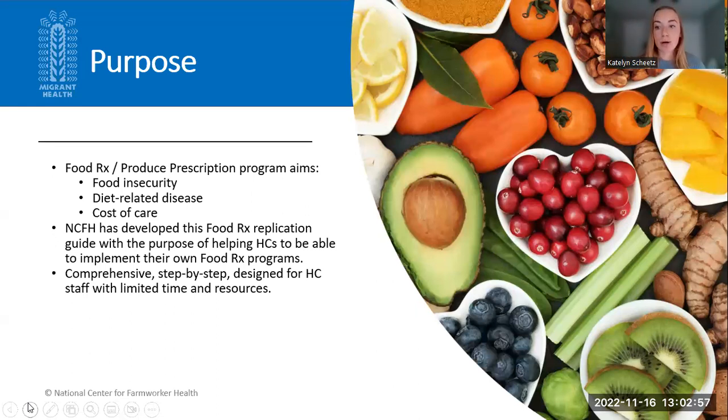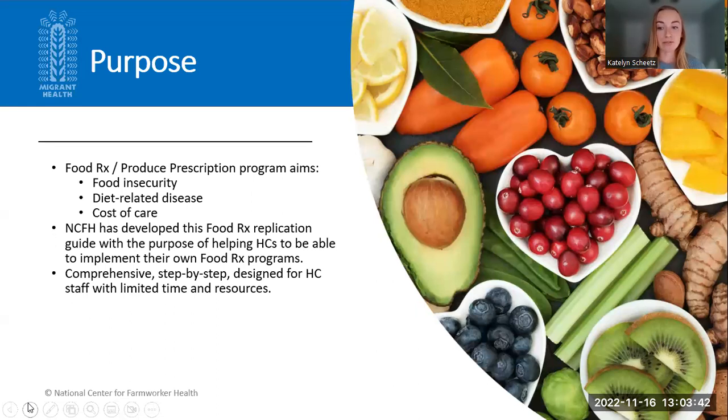Our purpose in creating the Food Rx Replication Guide was to address the needs seen by health centers across the country to reduce food insecurity in their patient populations, also to reduce the incidence of diet-related diseases, and reduce the cost of care that's associated with preventing and managing these conditions. So we designed this guide to be as user-friendly as possible to help you all implement your own Food Rx programs. With that in mind, we created it to be comprehensive, step-by-step, and keeping in mind that health center staff often have limited time or resources at your disposal.